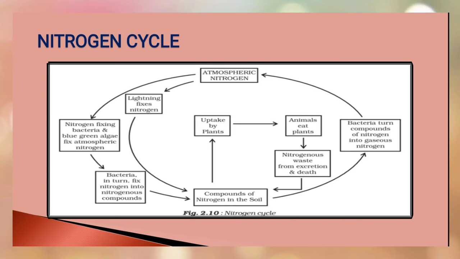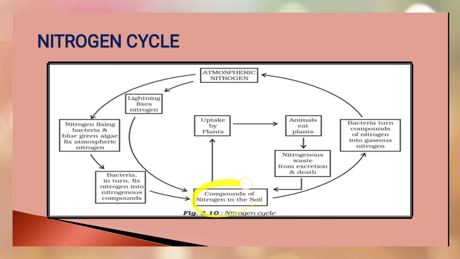Now this is the figure of nitrogen cycle. We'll start from atmospheric nitrogen. So atmospheric nitrogen is taken by nitrogen fixing bacteria and blue-green algae, and also lightning is helping in fixing nitrogen. So next stage is bacteria in turn fix nitrogen into nitrogenous compounds, and then it goes to the soil.